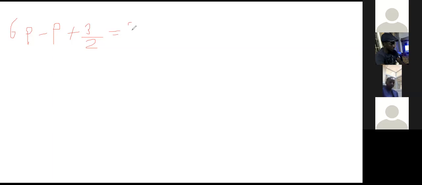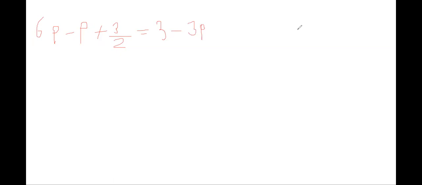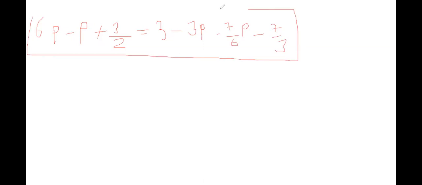All right. So we have 3 minus 3p. This is what we had before, minus 7 over 6 p minus 7 over 3. So when we expand, after expanding the bracket, this is what we will have. Hopefully, if we are taking notes, the question is already there. So we expanded the bracket, then we have this.